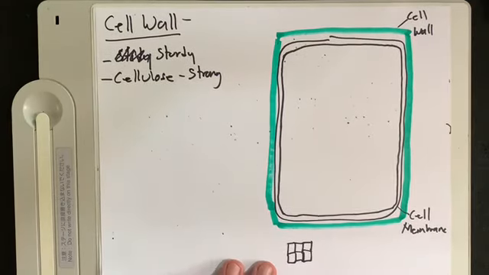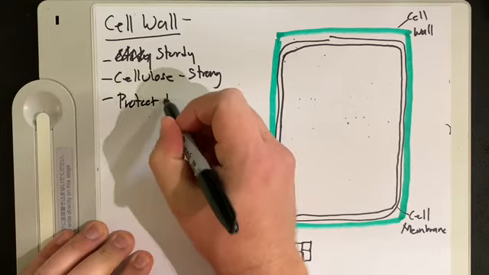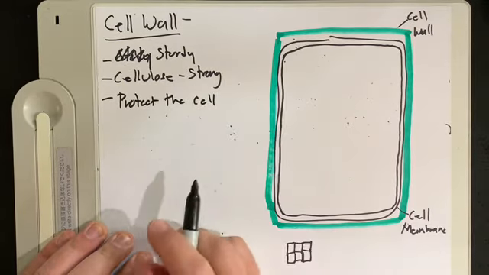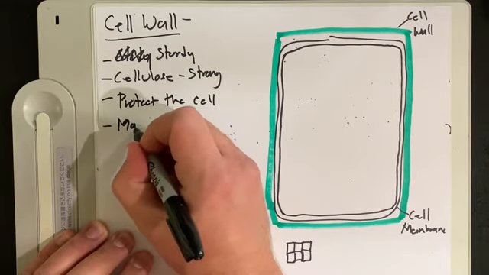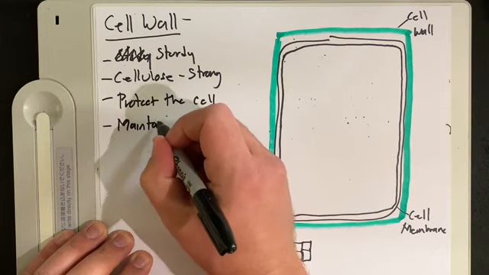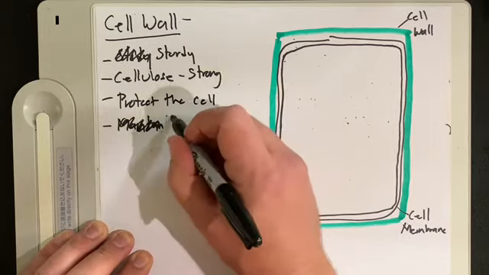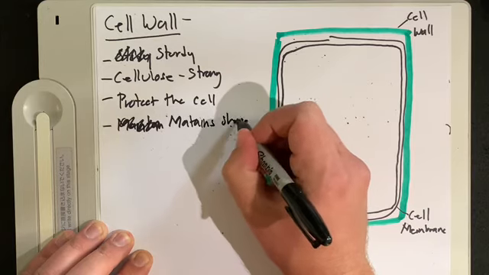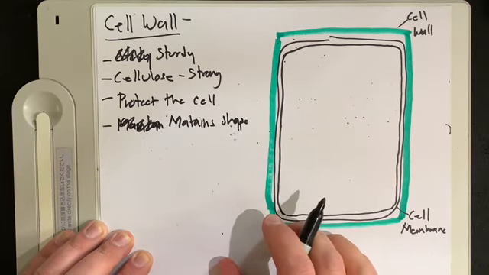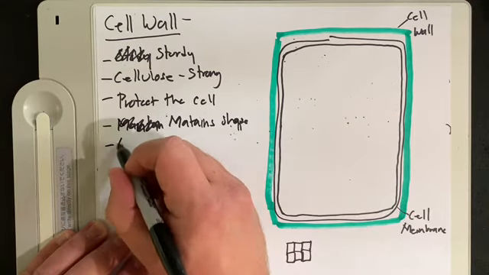But these plants, like I said, have these cell walls. Now these cell walls also protect the cell. Maintains its shape. So we've kind of talked about that. My gosh, my spelling is off today. Maintains shape. And it also limits how much water can actually be inside the cell.